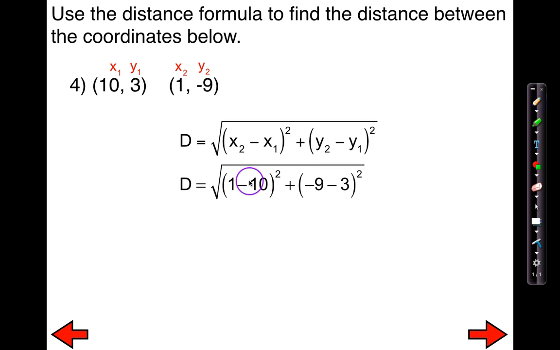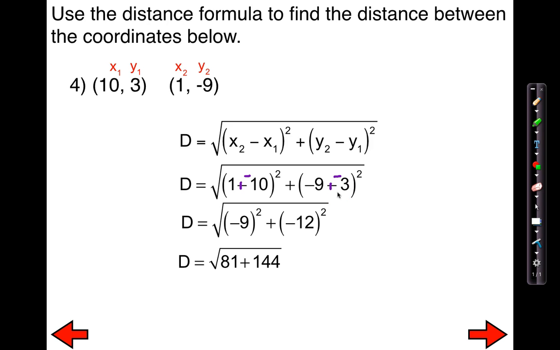Here, we're going to go ahead and add the opposite, which is going to leave us with a negative 9 squared. Here, if we add the opposite, we're going to end up with negative 12 squared. Negative 9 squared is 81. Negative 12 squared is 144, leaving me with the square root of 225. Hopefully at this point you recognize that that is 15. So what is the distance between these 2 points? I would say the distance is 15 units.